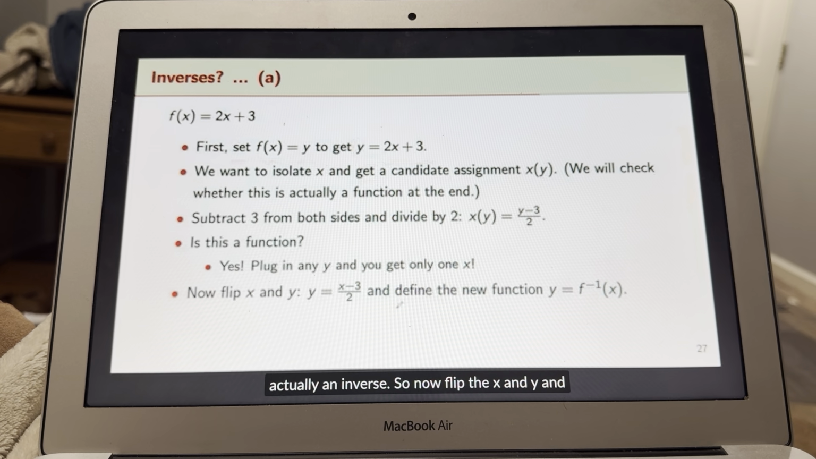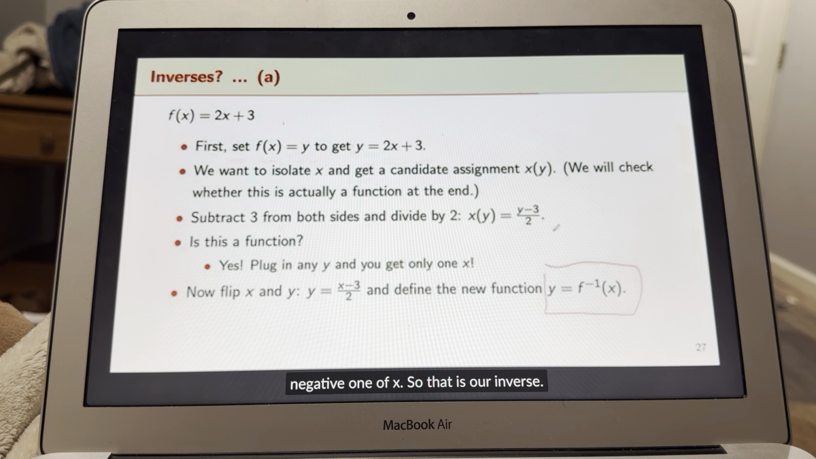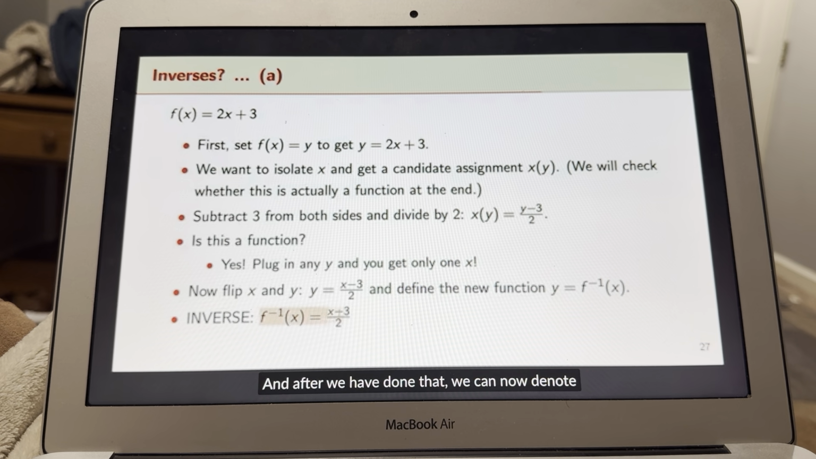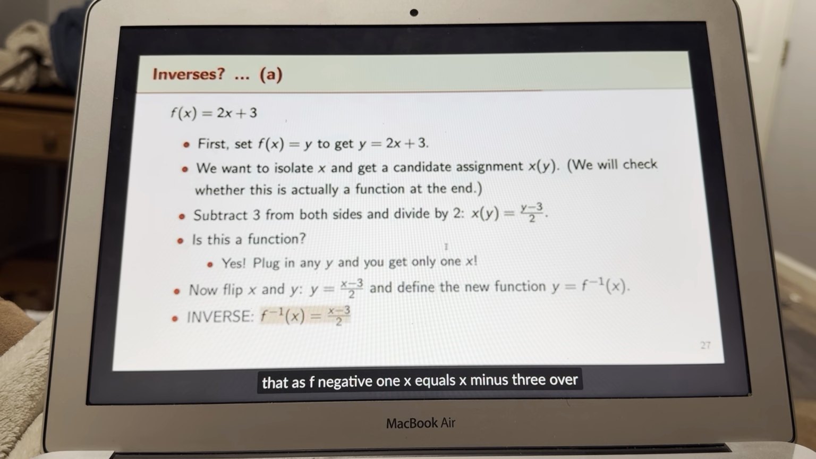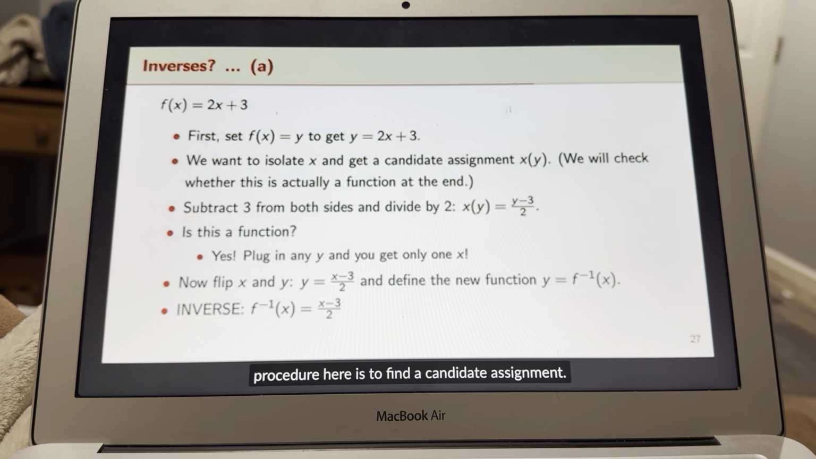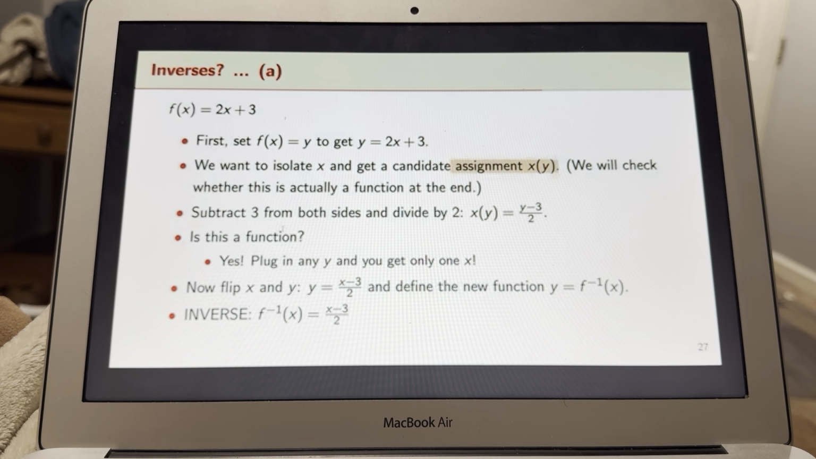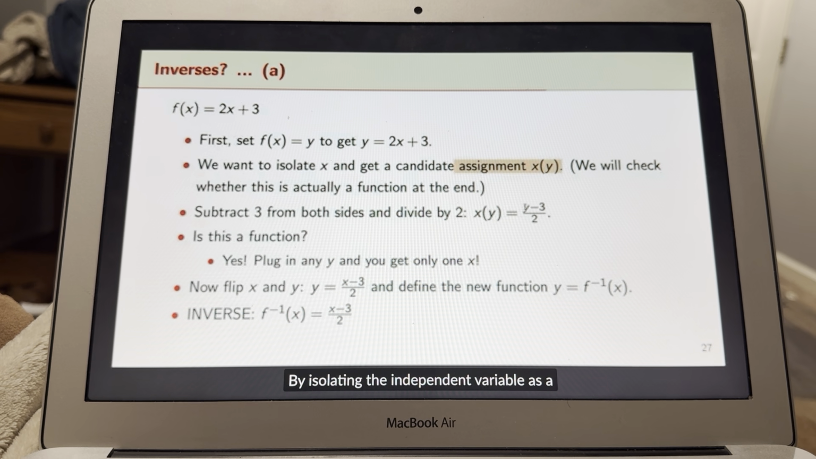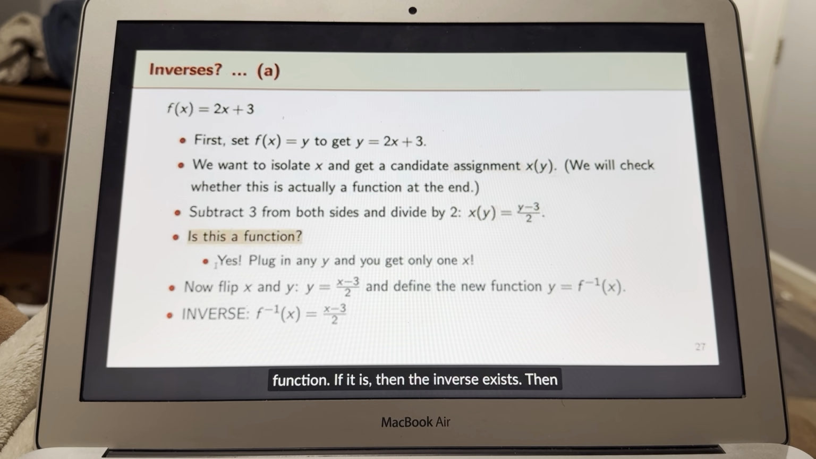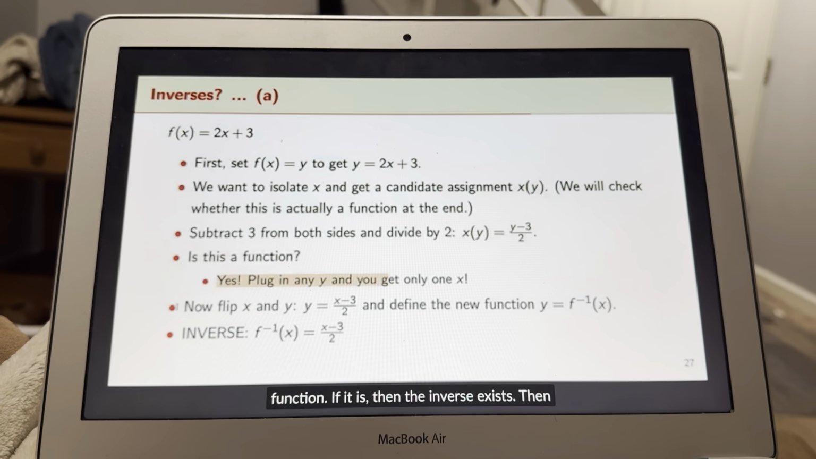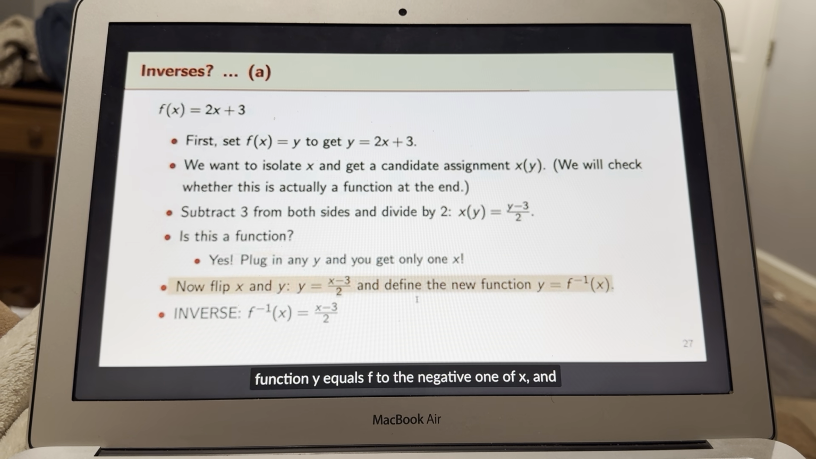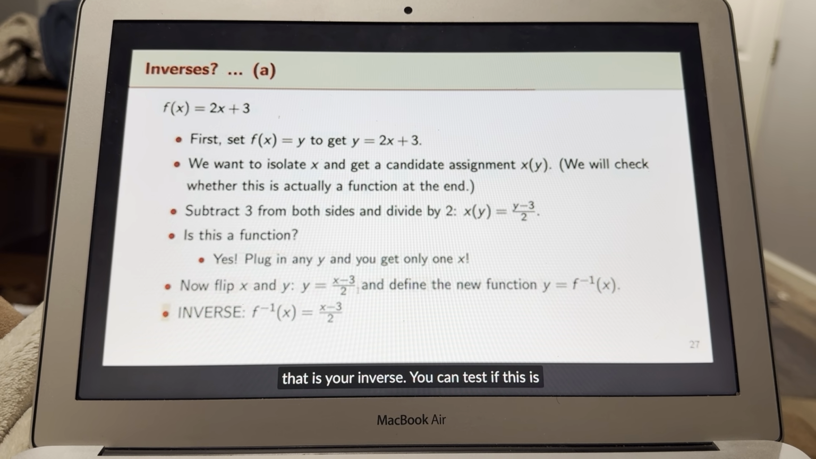So now flip the x and y, and we can define the new function as y equals f negative 1 of x. So that is our inverse. And after we have done that, we can denote that as f negative 1 of x equals x minus 3 over 2. So that is the inverse of f of x. So the procedure here is to find a candidate assignment by isolating the independent variable as a function of the dependent one. Assess whether or not this object is actually a function. If it is, then the inverse exists. Then you flip your x and y just in terms of notational assignment. You define your new function y equals f to the negative 1 of x, and that is your inverse.